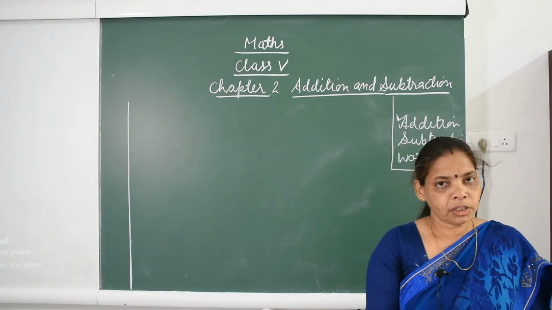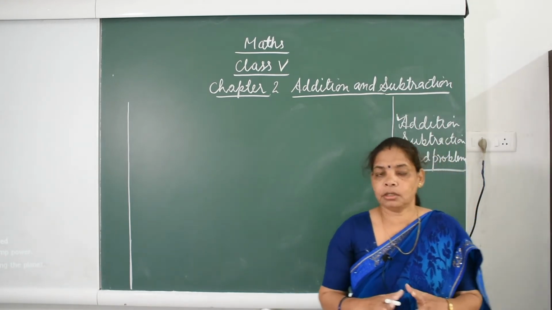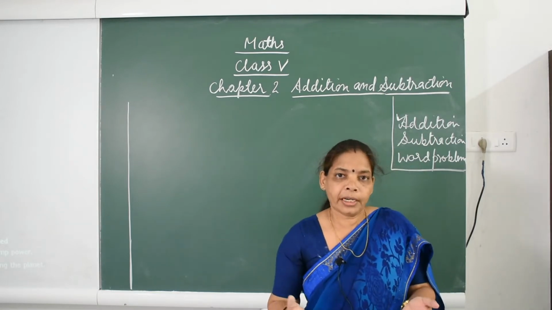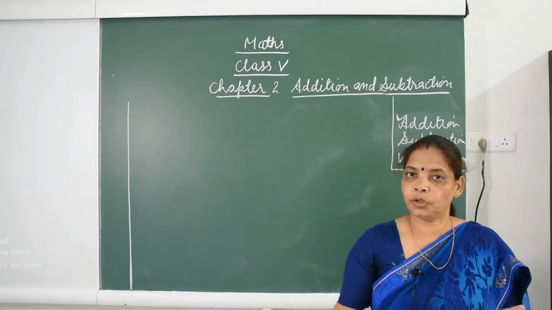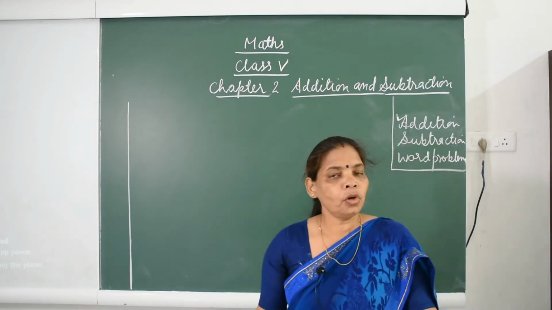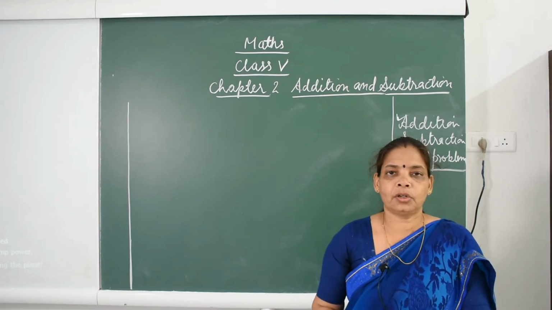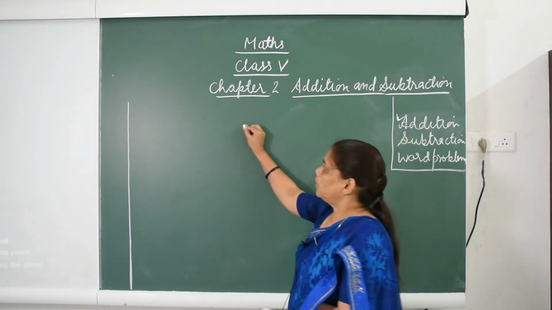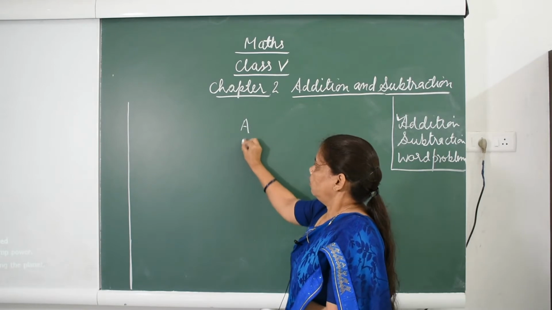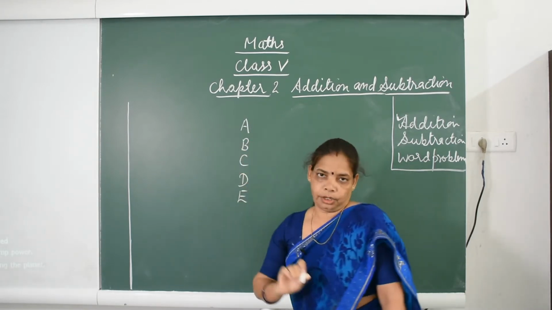So children, first of all we learn what we mean by addition. Addition means putting things or articles together, the sum, the total number of. For example, how many students are in class 5th of your school? Children, you all know in our school there are 5 sections of class 5th: section A, B, C, D and E.